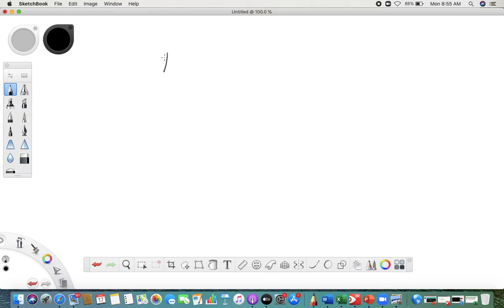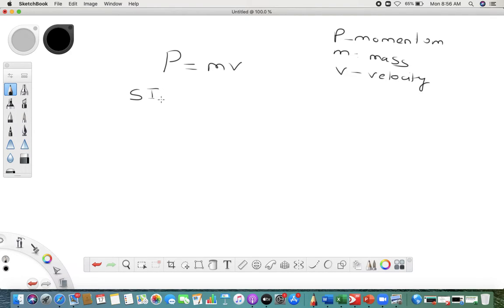Now the first formula is momentum. P is equal to mv. P stands for momentum, m stands for mass, and v stands for velocity. Right? The SI unit of momentum is kg meter per second.